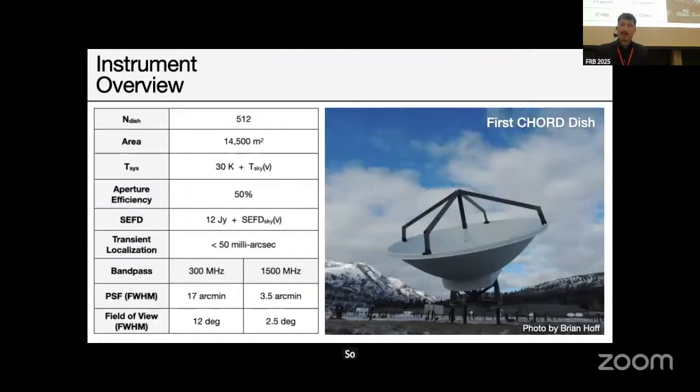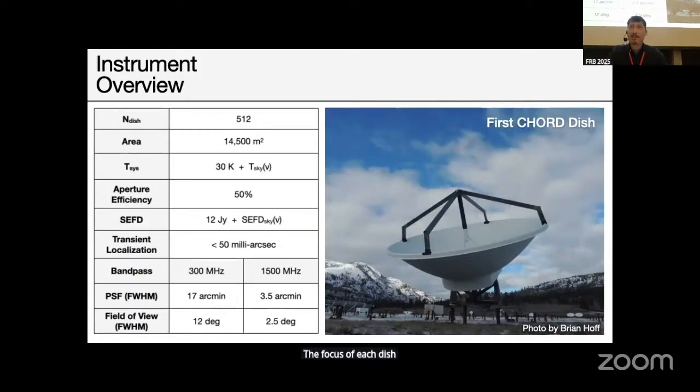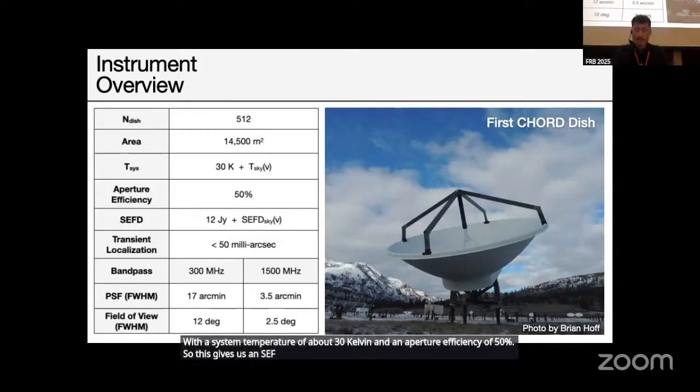So this is a picture of the first CHORD dish. It was assembled and installed early this year. The focus of each dish is outfitted with a dual polarization antenna with a system temperature of about 30 Kelvin and an aperture efficiency of 50%. So this gives us an SEFD of 12 Janskys.